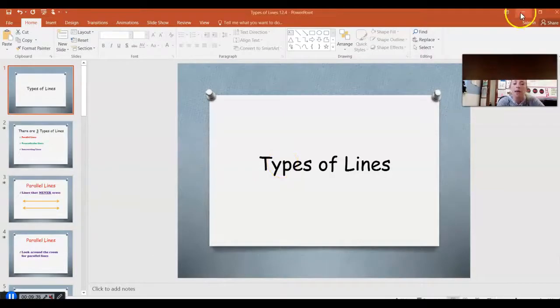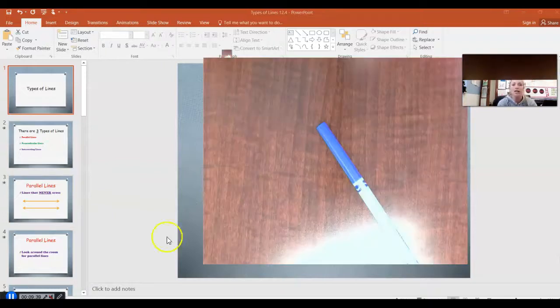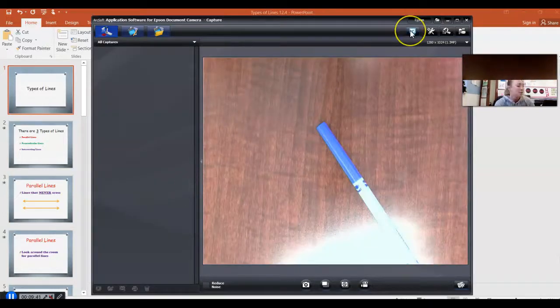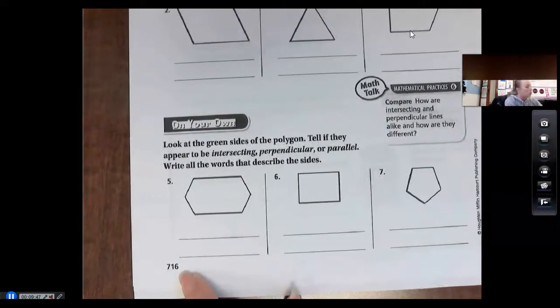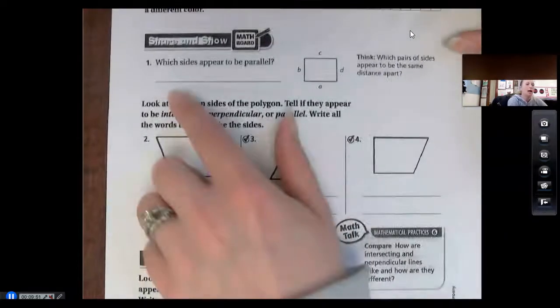All right, kiddos, now we are going to need to get out our workbook, and we are going to need to turn to page 716. So if you could, please get out your books and turn to page 716. We are going to go ahead and get started. Let's look at number 1.